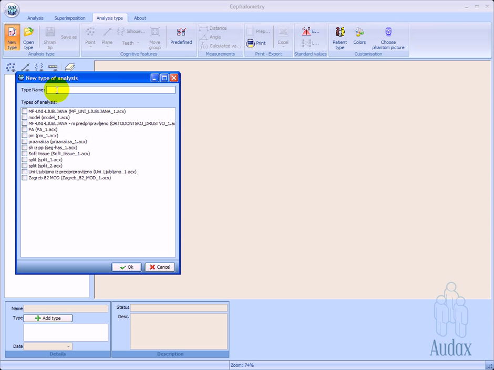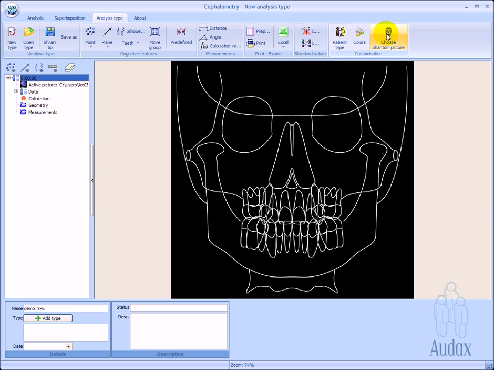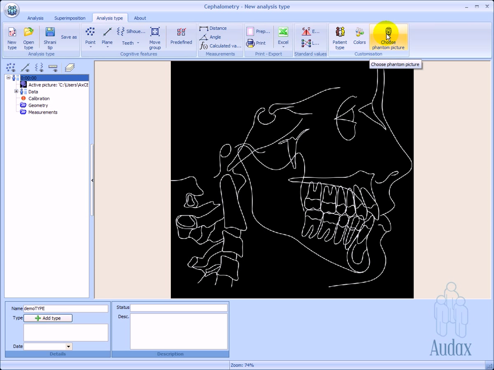The analysis type is a predefined template used to create similar X-ray analyses. When creating a new analysis type, we must enter its name and select a phantom image for defining cephalometric landmarks. That can either be a lateral image or a PA.